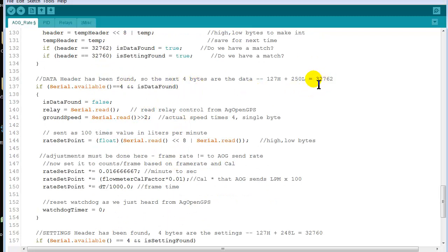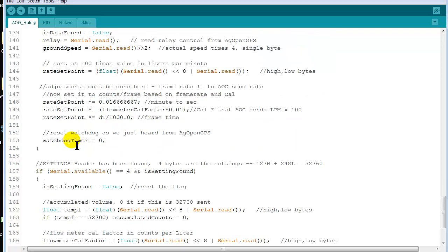So if a 32,762 comes as a header, we know that this is data. And we know it's the relay byte and a ground speed divided by 4. And then our liters per minute is sent at 100 times its rate. So our rate set point, we take the high byte, move it over 8 bits and add it to the lower 8 bits, and voila, we have our integer again.